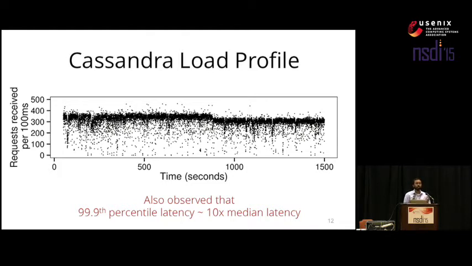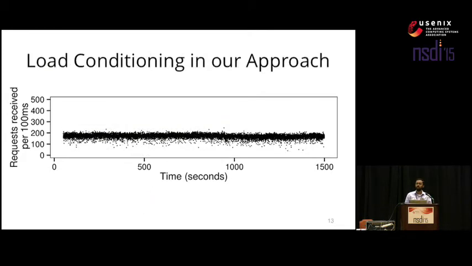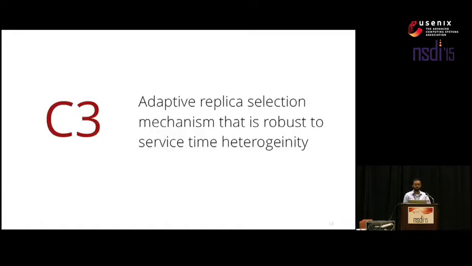And in the rest of the talk, I'm going to discuss how we took a system exhibiting a load profile such as the one I've shown you here and turned it into something a lot more stable and load conditioned, while also leading to significant improvements in tail latency as well as higher system throughput. And the system that allows us to do this is called C3.